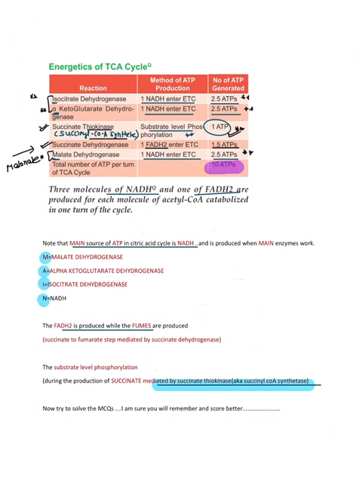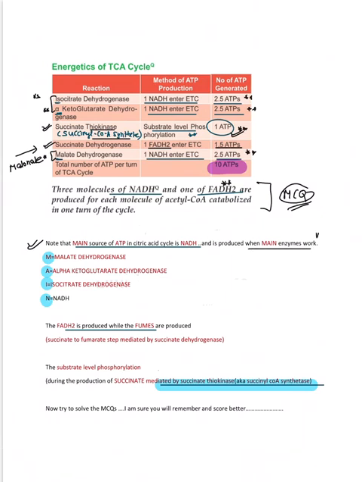So basically 3 molecules of NADH and 1 of FADH2 are produced. This can come as an MCQ, a very important MCQ. We have already talked about the main source of ATP, and NADH is produced when the main enzymes work. FADH2 is produced when fumarate is produced, and the succinate to fumarate step is mediated by succinate dehydrogenase.